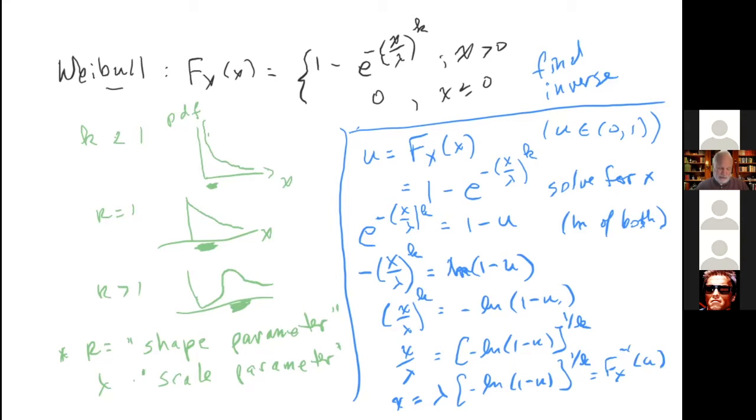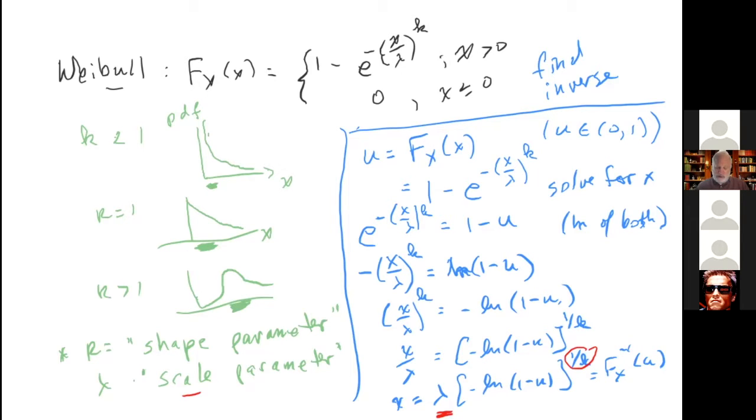And this, in a way, is what shows that lambda is a scale parameter. So we see that lambda basically multiplies this whole thing. So if lambda gets big, then that's going to just make things bigger. And if lambda is smaller, then it's just going to make them smaller, but it's not going to affect the shape. But k is going to affect the shape because we have it here.